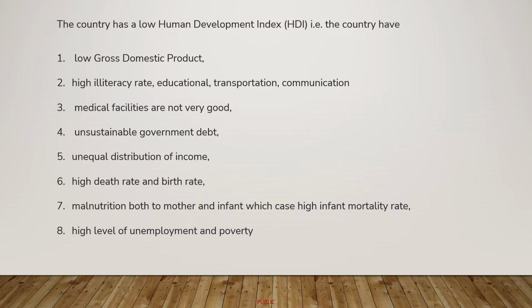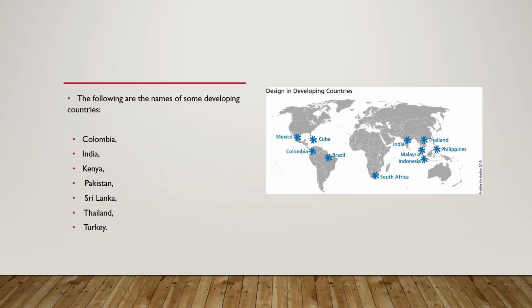The country has a low gross domestic product, high illiteracy rate, and less education, transportation and communication. Medical facilities are not very good, there is unsustainable government debt, unequal distribution of income, high death rate and birth rate, and malnutrition both to mother and infant, which cause a high infant mortality rate, and a high level of unemployment and poverty. Examples of developing countries are Colombia, India, Kenya, Pakistan, Sri Lanka, Thailand and Turkey.